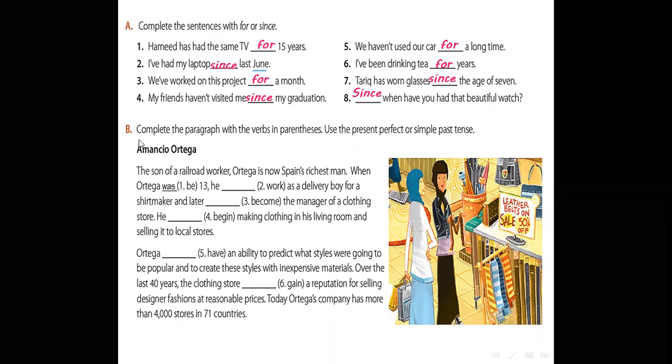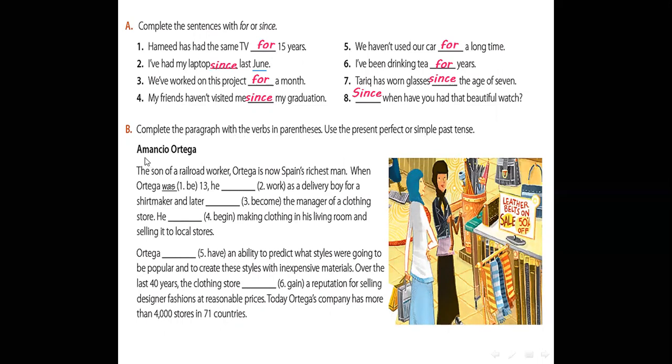Exercise B, complete the paragraph with the verbs in parentheses. Use the present perfect or simple past. What's the form of present perfect? Excellent. Have or has plus past participle. What's the form of simple past? Very good. The second form of the verb. It may be regular plus ed or irregular.